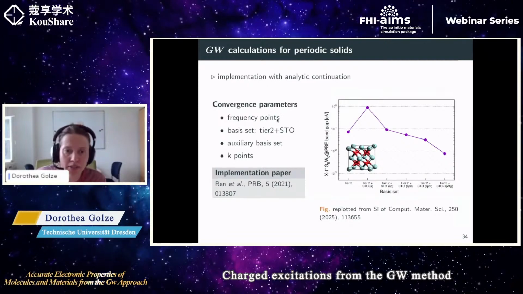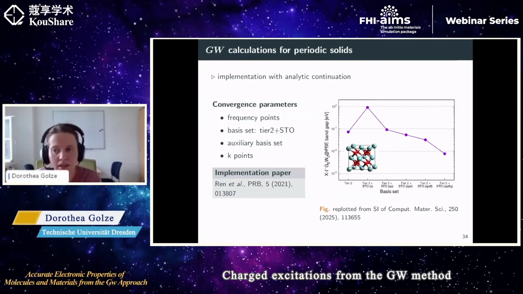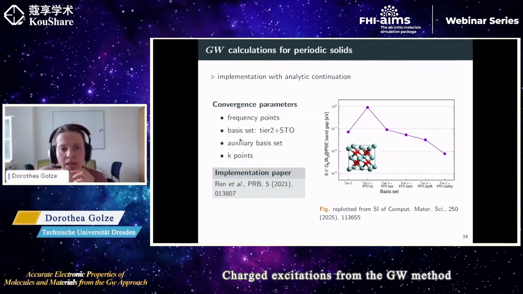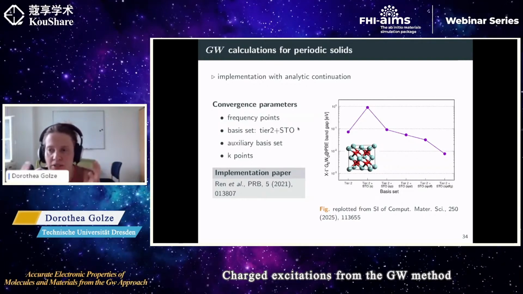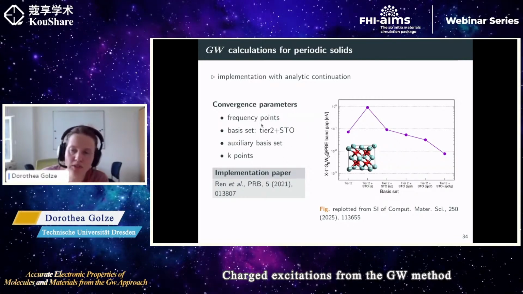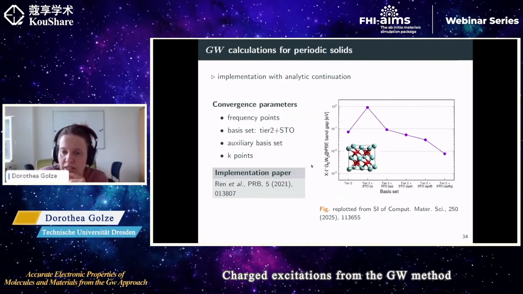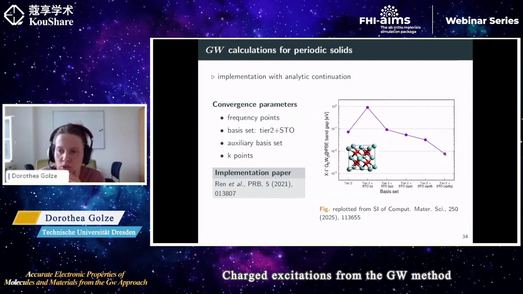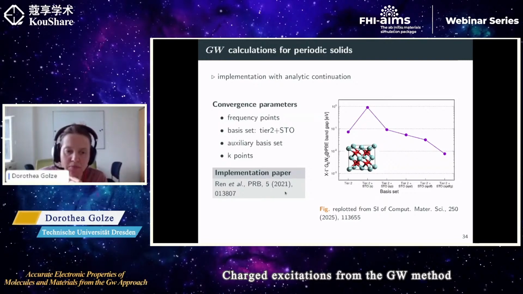Now for the periodic solids, it's the same story. So you have to check how many frequency points you use. Auxiliary basis set is also here an important point, convergence with k-points anyway, and also basis set, of course. So here an extrapolation with correlation consistent Gaussians wouldn't be feasible or also not in any case practical. So what we do here is usually using also a tier 2 NAO as basis and then add STOs. This is zirconium dioxide, and you see also here, if you progressively add more STOs, how you then basically start to converge the calculation. And as already mentioned, this is the implementation paper here from 2021.